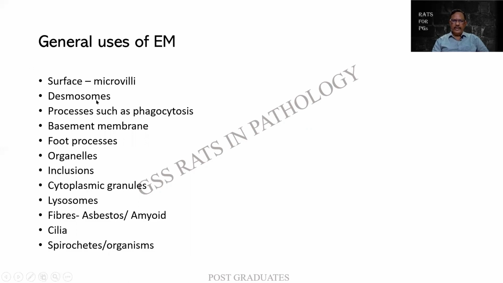Desmosomes in between the cells. Processes such as phagocytosis. Basement membrane, thinning or thickening of the basement membrane. Processes such as fusion. Organelles, mitochondria, lysosomes, etc. Various inclusions, glycogen, vacuolation, cytoplasmic granules. Fibers such as asbestos, amyloid, etc. Cilia, the dynein arms. Spirochetes and other microbiological organisms. So this is one list that we shall be remembering. And if at all we are asked a question on electron microscope, this will be fair enough, not complete though.